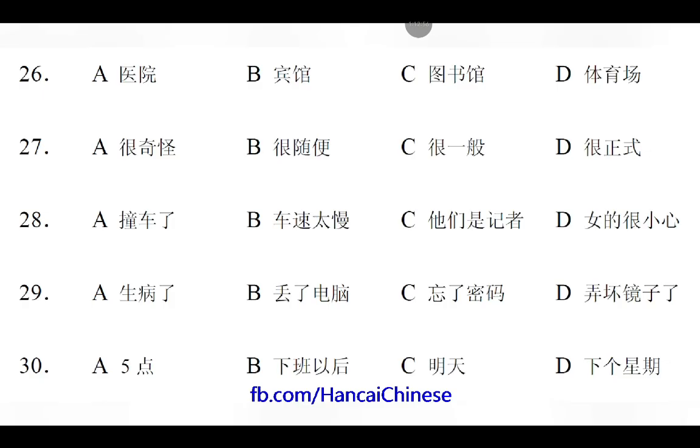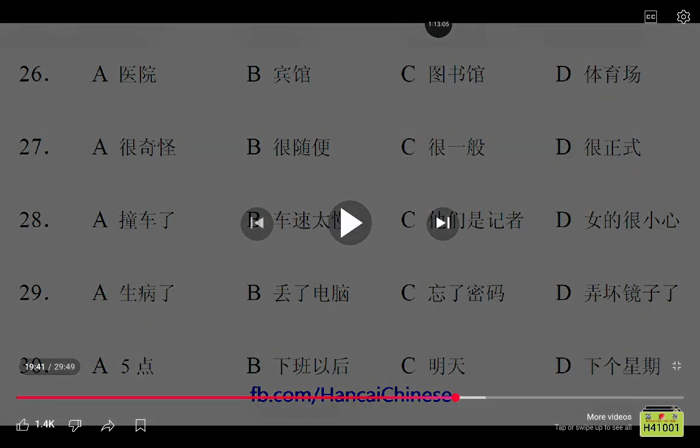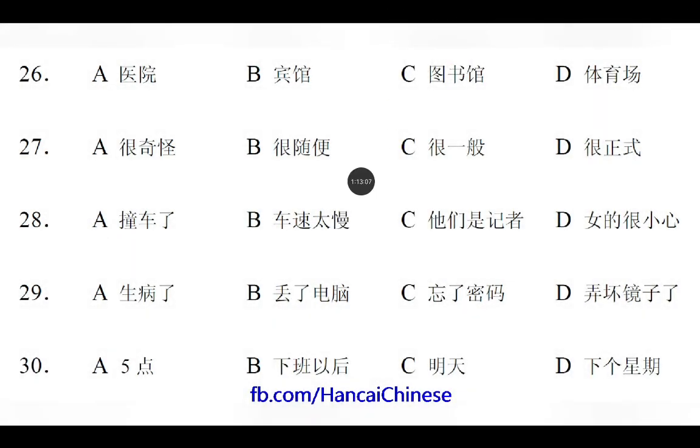So the other options haven't been mentioned in the audio. So which one is the correct answer? C is the correct answer. Now read the options of 30.